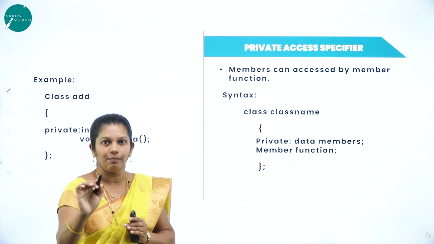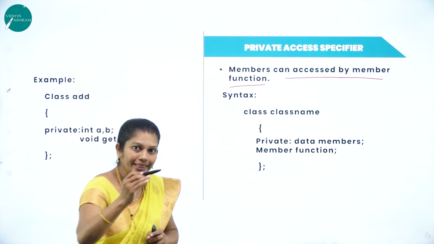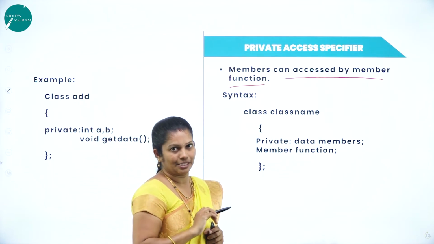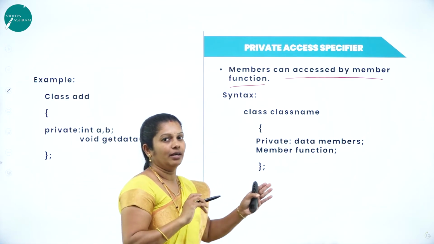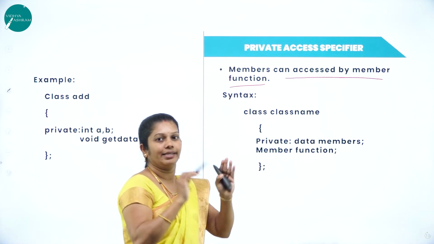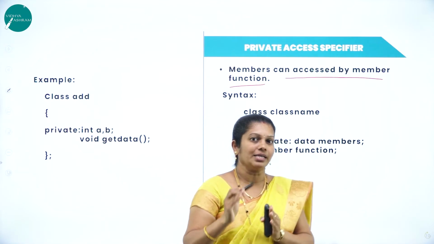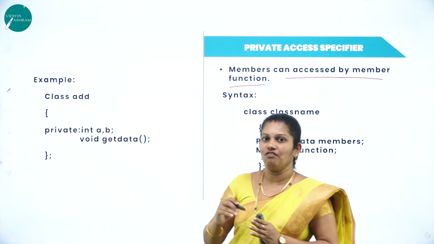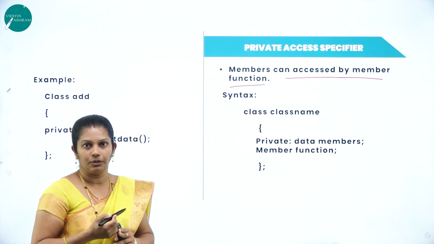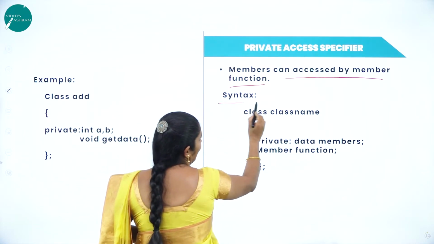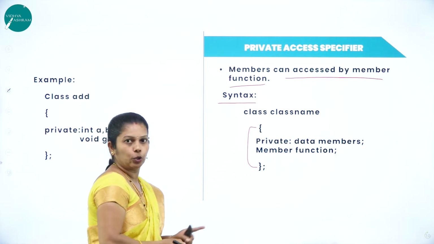If I declare that a variable is private, then it can be accessed by a member function. With that, a friend function can also access. The main thing is member function. Member function is nothing but family members. Whatever functions are inside that class, they can access here. Just like a private ward, family members as well as friends can access, isn't it? In the same way, family members, that is member functions, can access, as well as friend functions can access. While writing the syntax, class, then class name. Here we will open the class and then here we are closing the class.